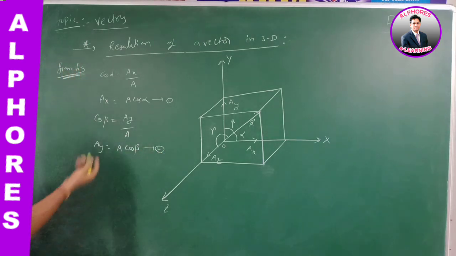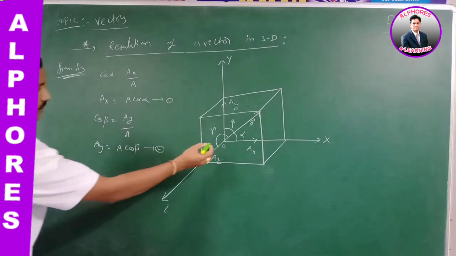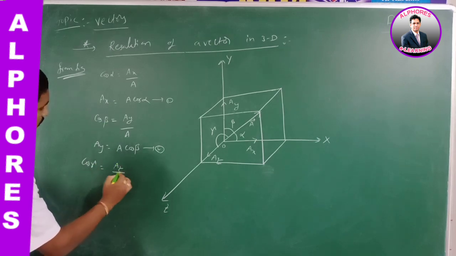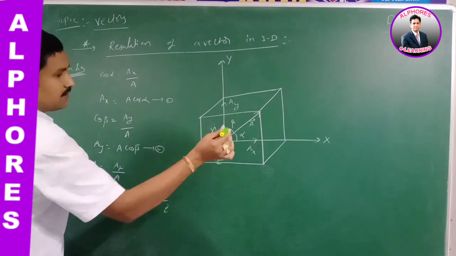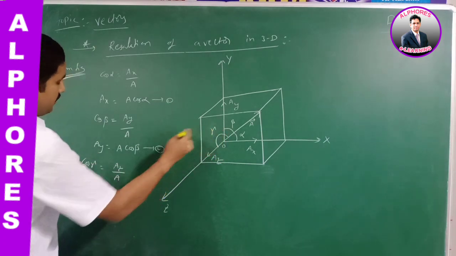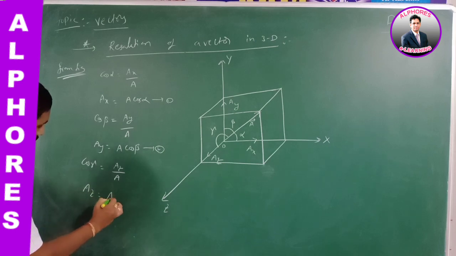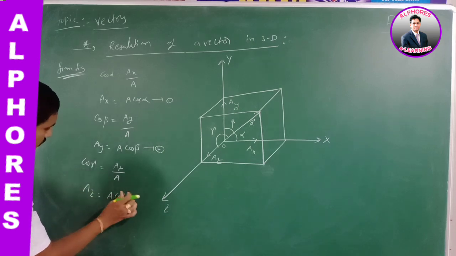Now in the same way, for the value of az, cos gamma is equal to how much? Again az by a. This is the z-axis. If you take the triangle about the z-axis, cos gamma is equal to az by a. Now the value of az here is a into cos gamma.